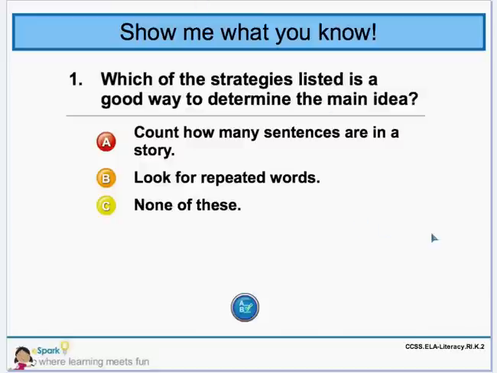Show me what you know. Let's answer some questions. Which of the strategies listed is a good way to determine the main idea? Count how many sentences are in a story, look for repeated words, or none of these. Which one did we do? Letter B, we were looking for repeated words.